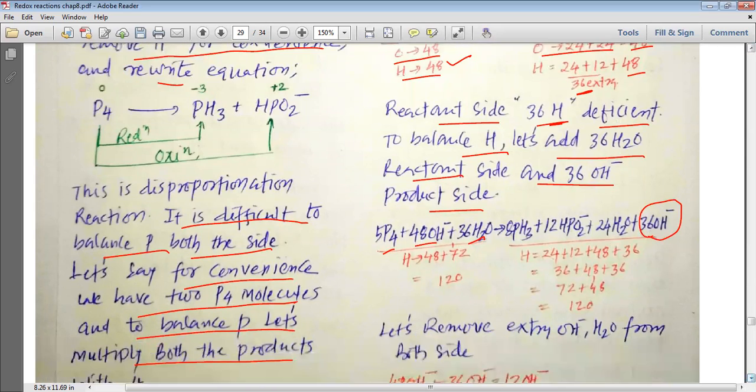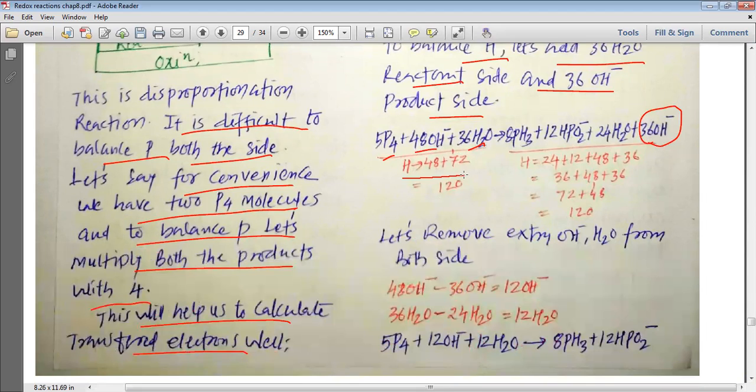Now we want to calculate the number of oxygen and hydrogen. So when we calculate the number of hydrogen, it is 48 plus 36 multiplied by 2, that is 72, which is 120. On right hand side, if I calculate the hydrogen, 8 3s are 24, 12 2s are 12 1s are 12, 24 2s are 48, and 36 OH minus, so 36 H. So 24 plus 12 is 36, plus 48, plus 36, 36 plus 36 is 72 plus 48, which gives us ultimately 120 hydrogens. So now on both sides the hydrogens are balanced, and the oxygens are balanced.